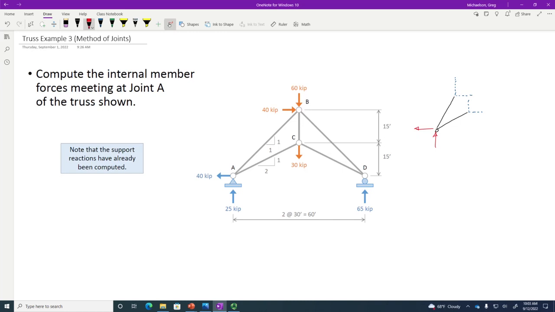Now there's two ways of going about this. The one way is to not use the method of joints, but to use the method of sections, to cut a section and employ moments. That is an option, okay? But we haven't gotten to that yet, and I want to illustrate another option using matrix algebra.